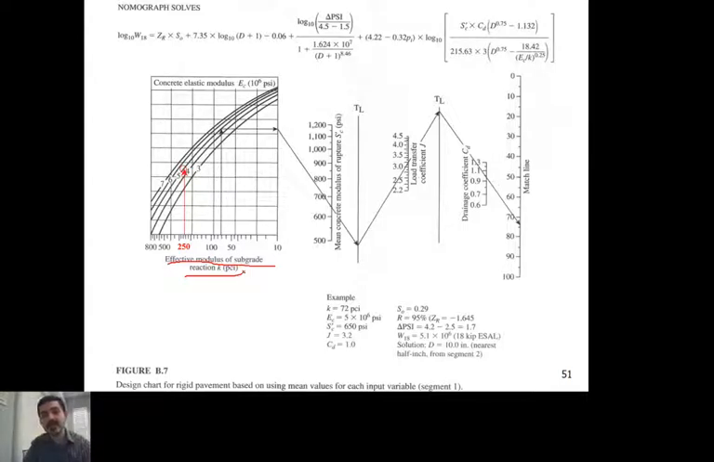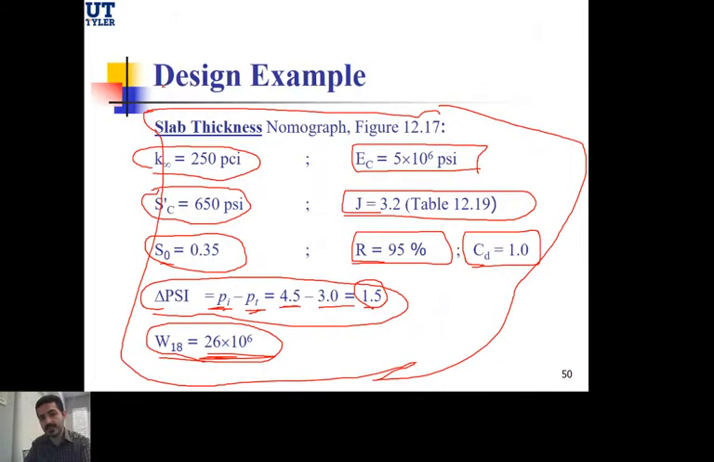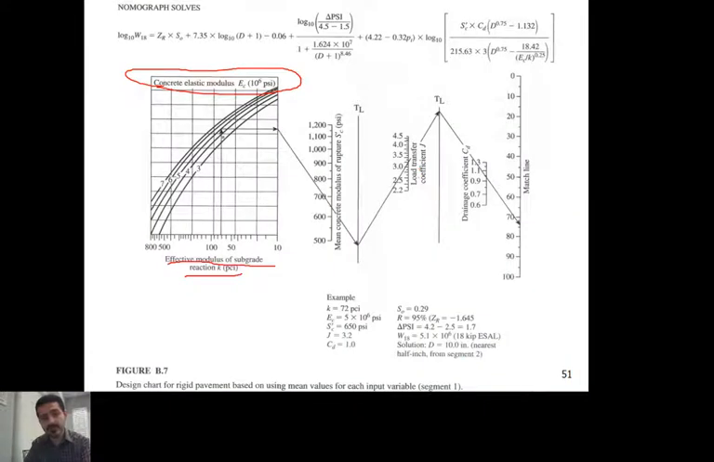as you see, and then you are going to pick one of these lines. What do these lines represent? These lines represent the concrete elastic modulus, which in our case was 5 million right here. So that's why here we stop at the line that says 5. So at this point right here. Then once you hit that point, you're going to draw a horizontal line.